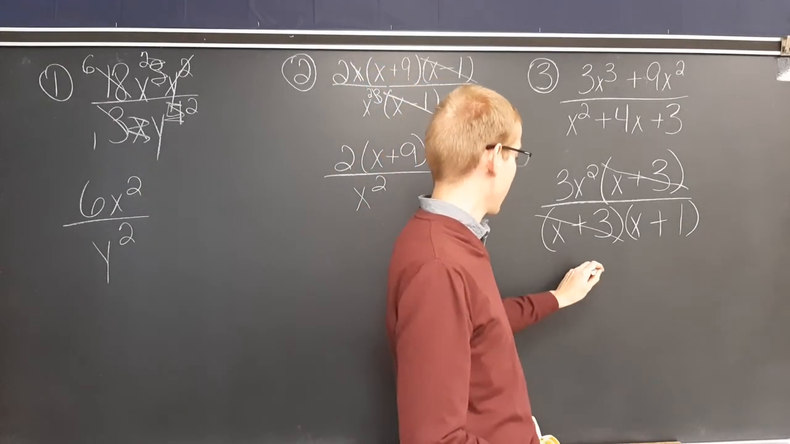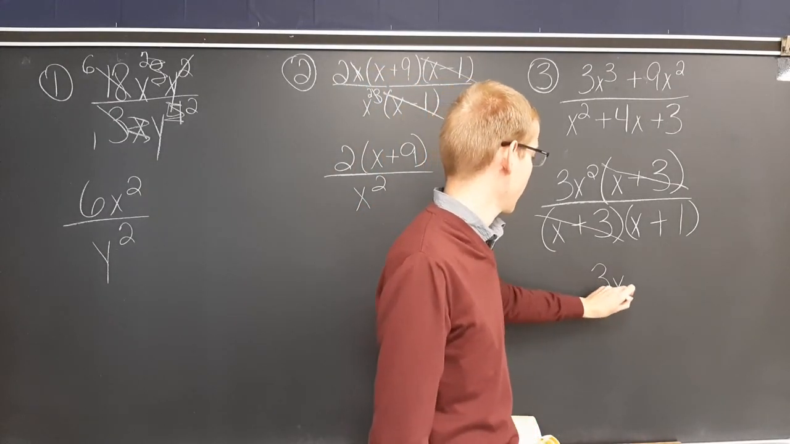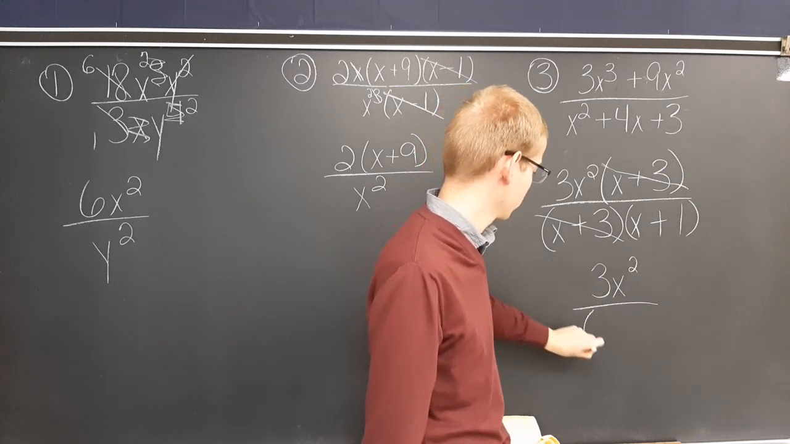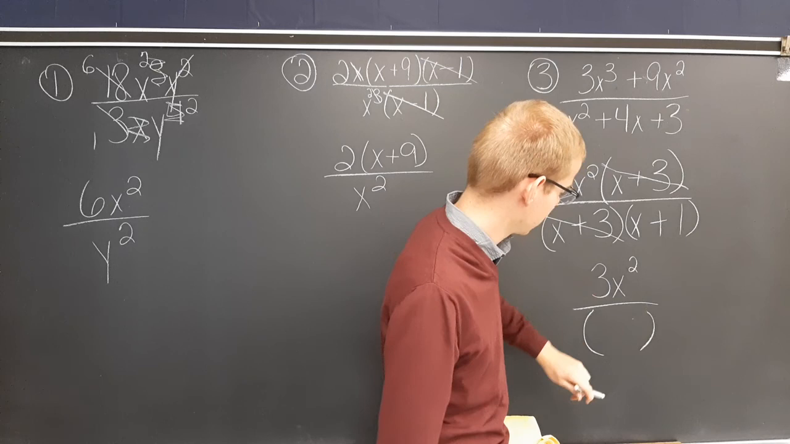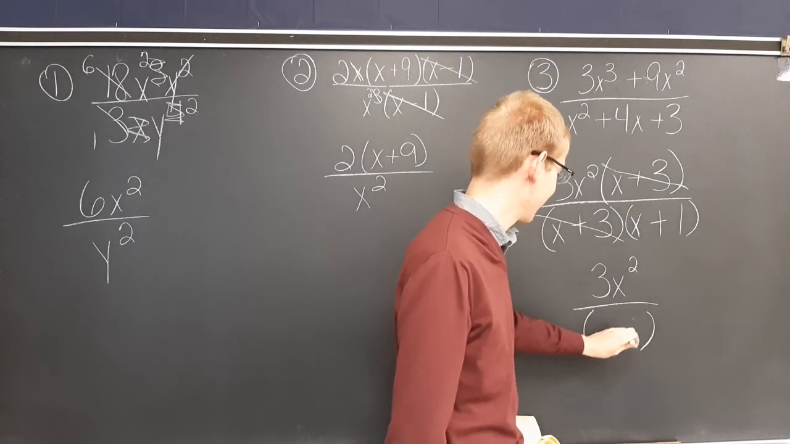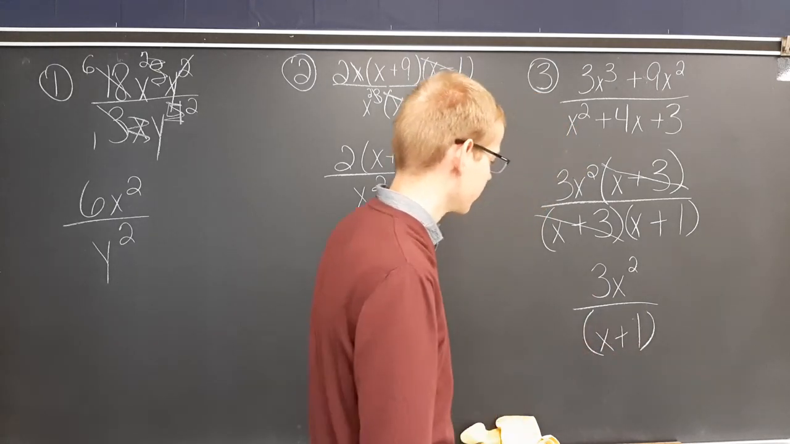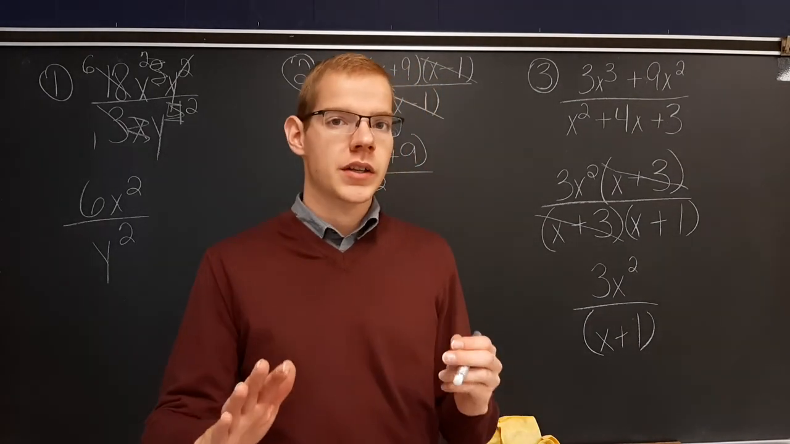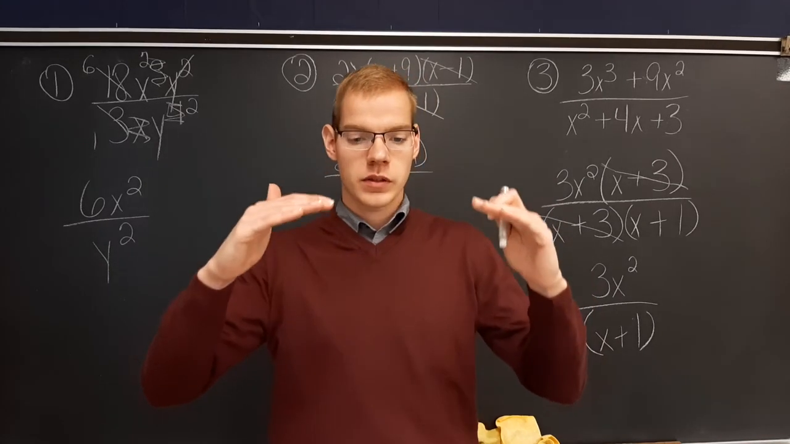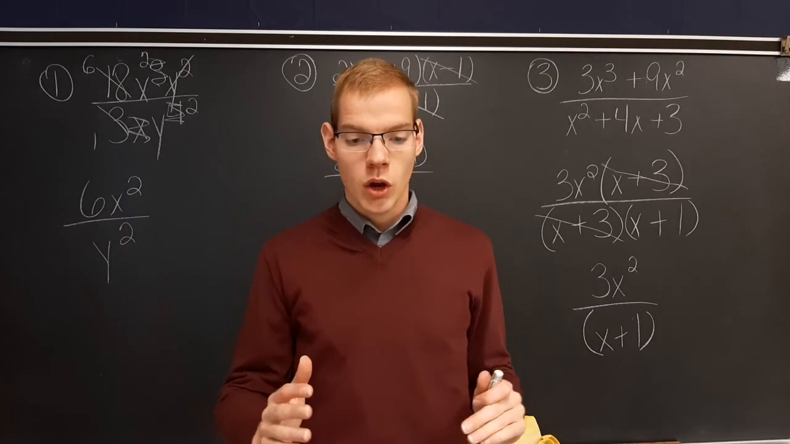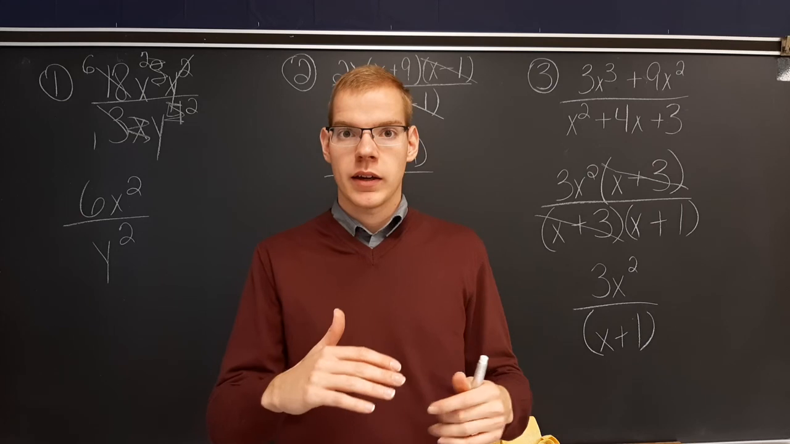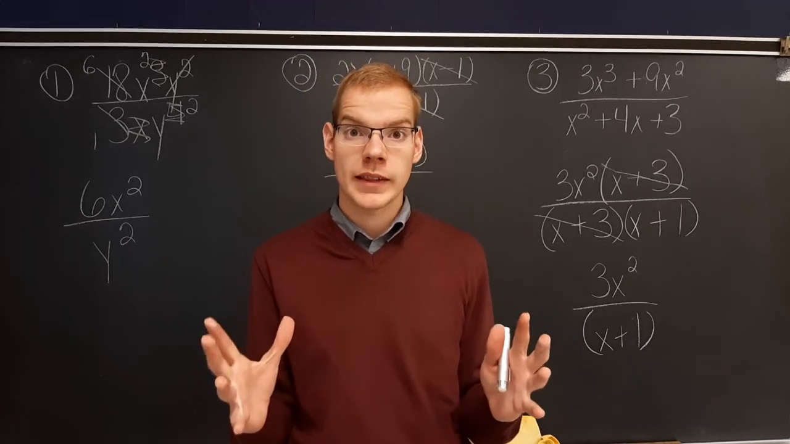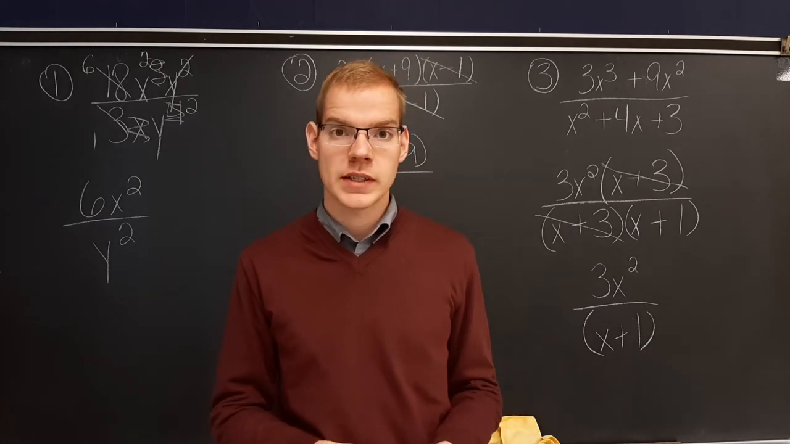So therefore, we have 3x squared over x plus 1. And that would be our answer for that one. So you probably see the similarities in all three of these, where you simplify and then that's as far as you go. That's really what we're doing. We're simplifying these expressions. Let's go on to number 4 to 6.